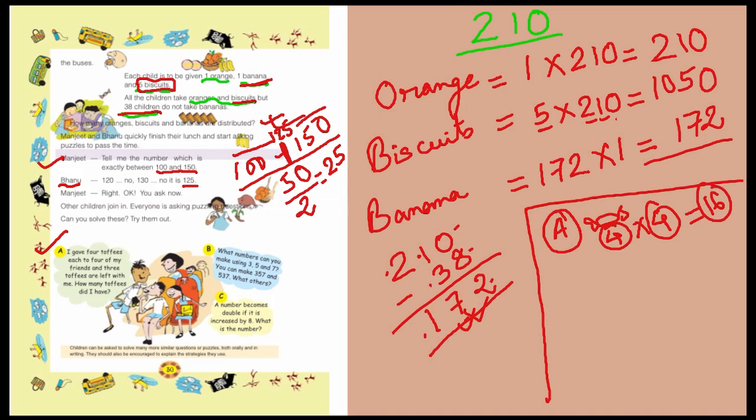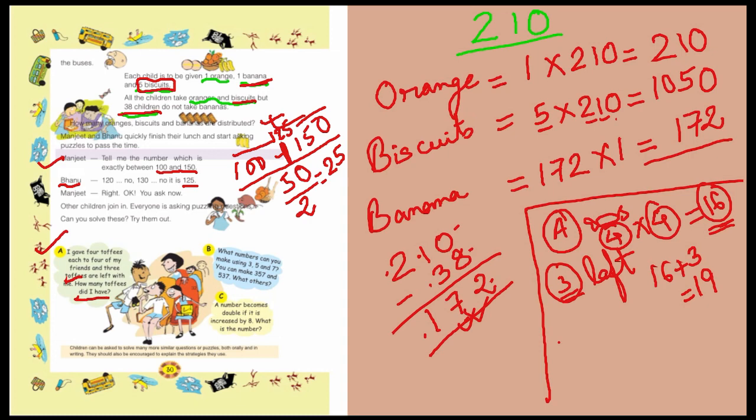I gave 16 toffees to 4 of his friends. And 3 toffees are left with me. The question is, how many toffees did I have? So 16 he already distributed, 3 are left with him. So what we will do, we will just add 16 plus 3. So he has got 19 toffees. Moving on to the next puzzle.